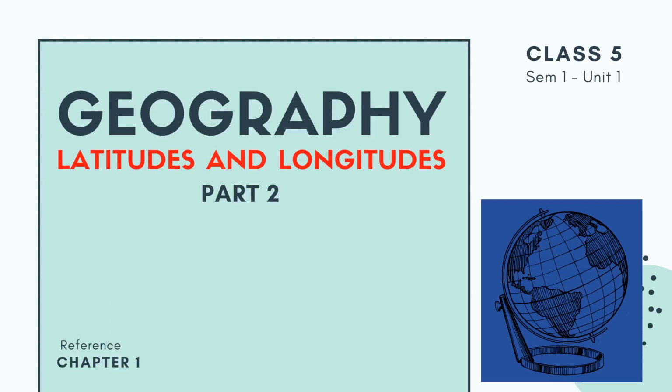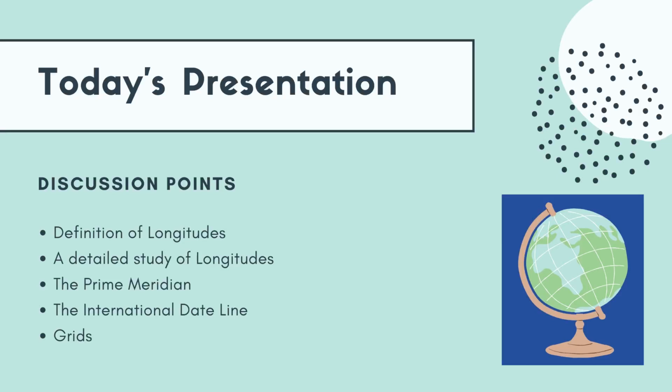Today we start with part 2 of our geography lesson on latitudes and longitudes. We will be covering the following topics today: the definition of longitudes, a detailed study of longitudes, the prime meridian, the international date line, and grids.